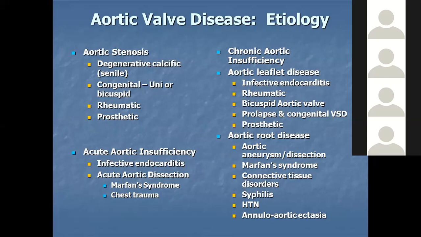Now we are coming to aortic regurgitation or aortic insufficiency. If it is because of aortic leaflet disease, it may be due to infective endocarditis, maybe rheumatic, bicuspid aortic valve, prolapse or congenital VSD, and prosthetic aortic valve. There are aortic root diseases as well, like aortic aneurysm or dissection, Marfan syndrome, connective tissue disorders, syphilis, hypertension, annuloaortic ectasia.